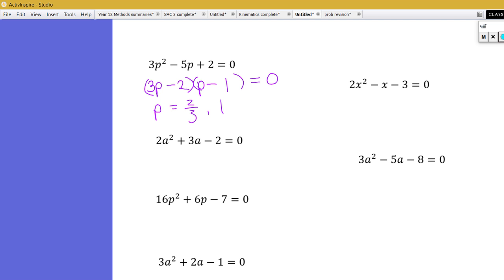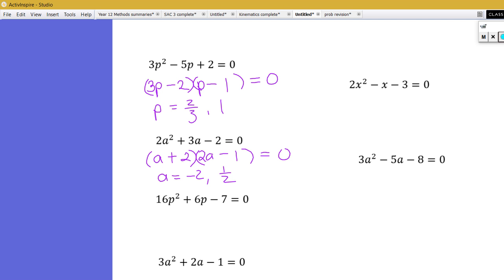You can see with all of these examples, the numbers are pretty small, so they're not hard to do just by inspection. To get 2a squared, the only way I can do that is a times 2a, or 2a times a. It doesn't really matter too much. And for 2, I can only have 1 times 2. So by putting it in that order, I can do a quick expand and find that, yes, I've got everything in the correct spot. By doing my quick expand, I know I've got my 3a as my middle term. So there we go, and a equals negative 2.5.